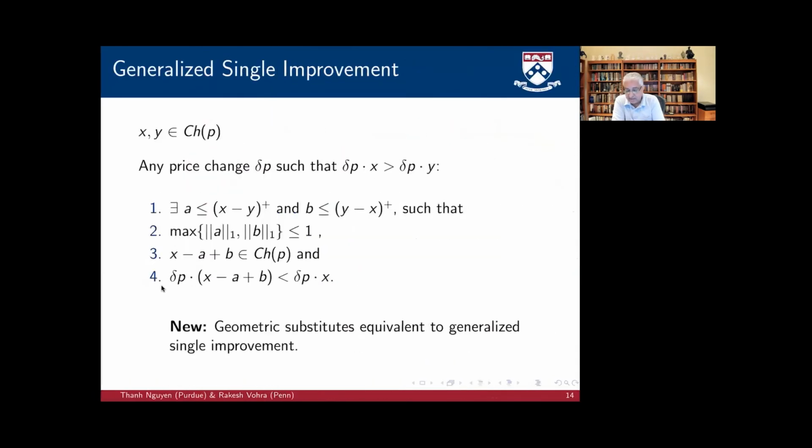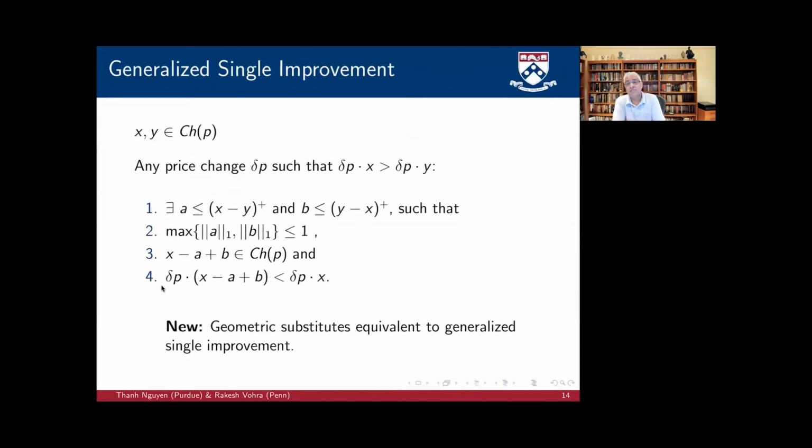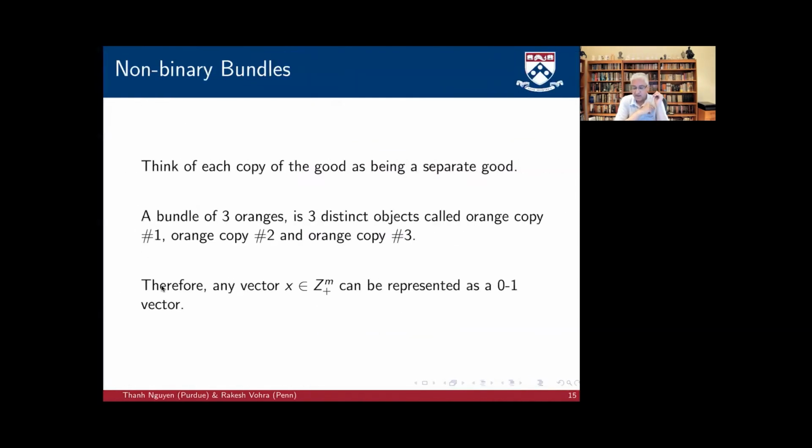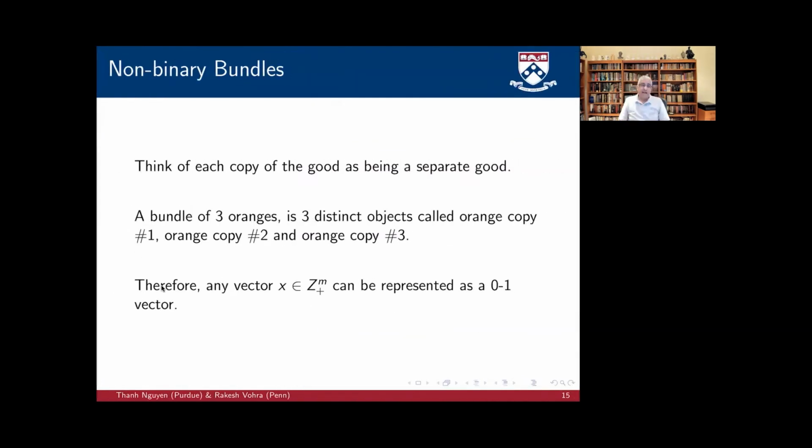And again, this class of preferences has an interpretation in terms of an improvement property, and we've written down a version of what that improvement property would be. And again, we have a proof of the equivalence of this to geometric substitutes. And finally, let me just mention that all of the results I'm about to describe and all of the definitions I gave will extend to the case when agents consume multiple copies of a particular good.